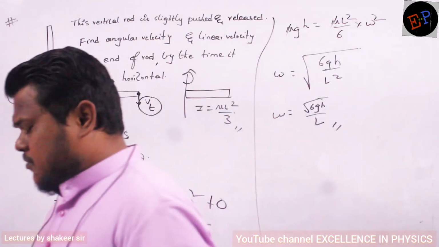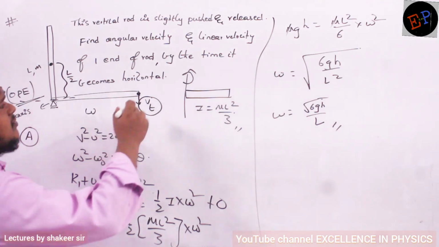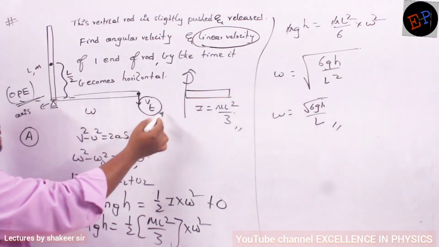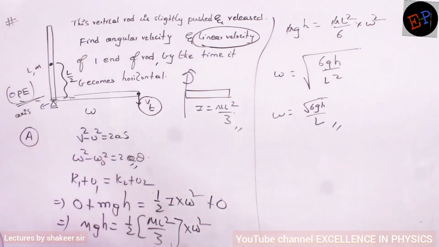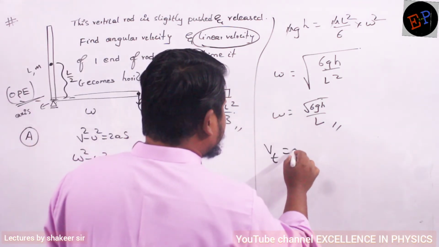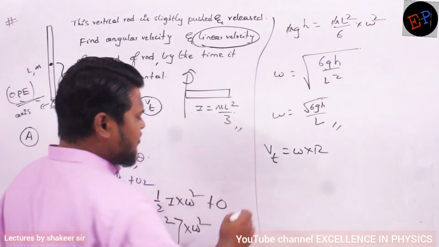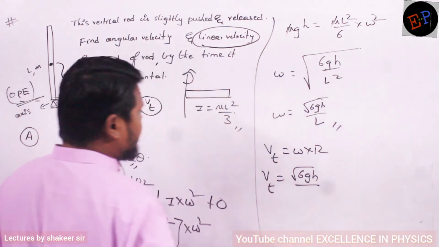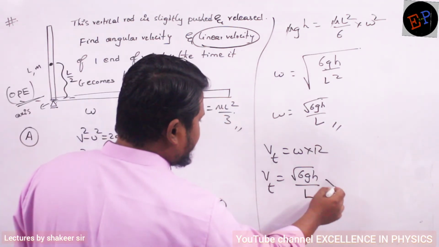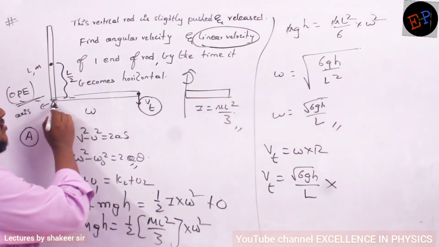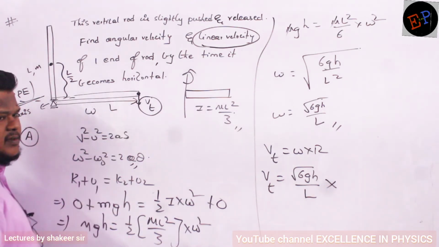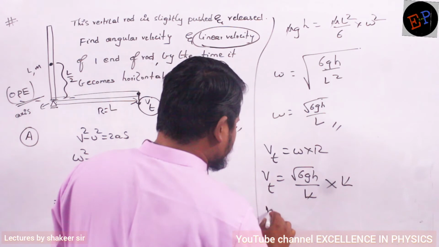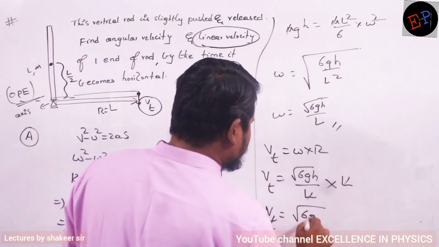Understood, no? So once I calculate the omega value, how can I calculate the linear velocity at one end of the rod? Linear velocity at one end means what? Tangential speed. What is the formula for tangential speed? V tangential is equal to omega into r. So V tangential is equal to omega value, root 6gh divided by L, multiplied by r. R means distance from this axis, no? So this length is again L. R is equal to L. So multiplied by L. So L and L get cancelled. So V tangential is equal to root 6gh. That is my answer.